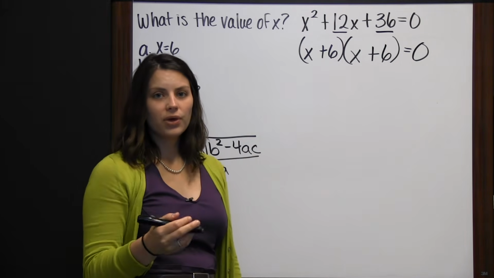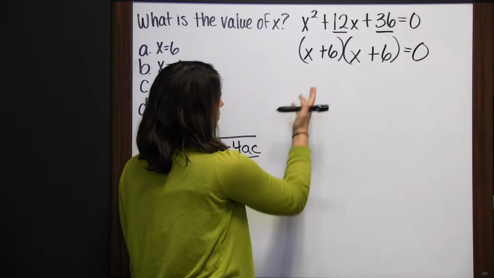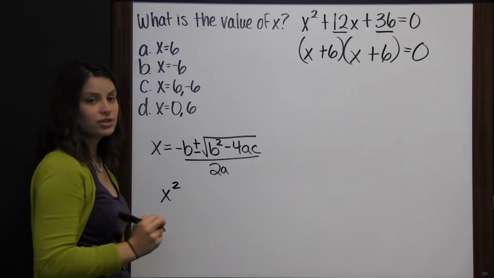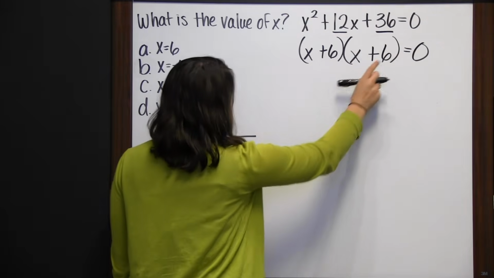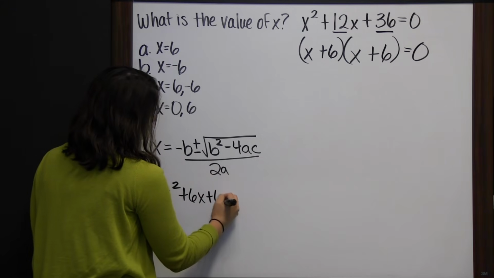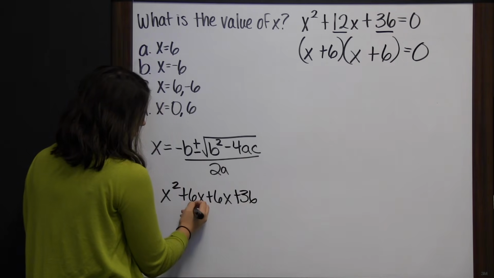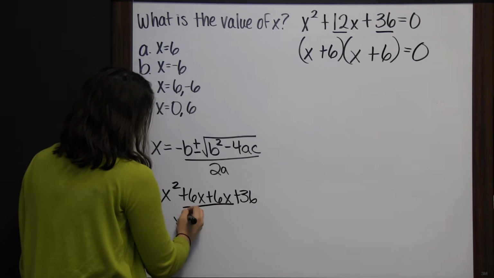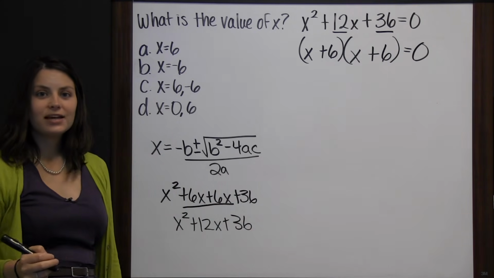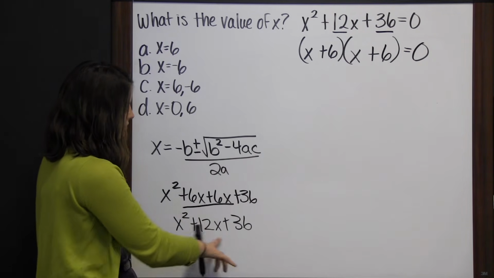And you can always FOIL what you factored to check and see if it is in fact correct. So you could multiply x times x, and that's x squared, that's your first terms. Outer, x times 6, 6x. Inner, 6 times x, 6x. And last, 6 times 6, 36. Then you combine like terms: x squared plus 12x plus 36. And we can see that we did factor correctly, because whenever I FOILed my binomials back out, I got what I started with.